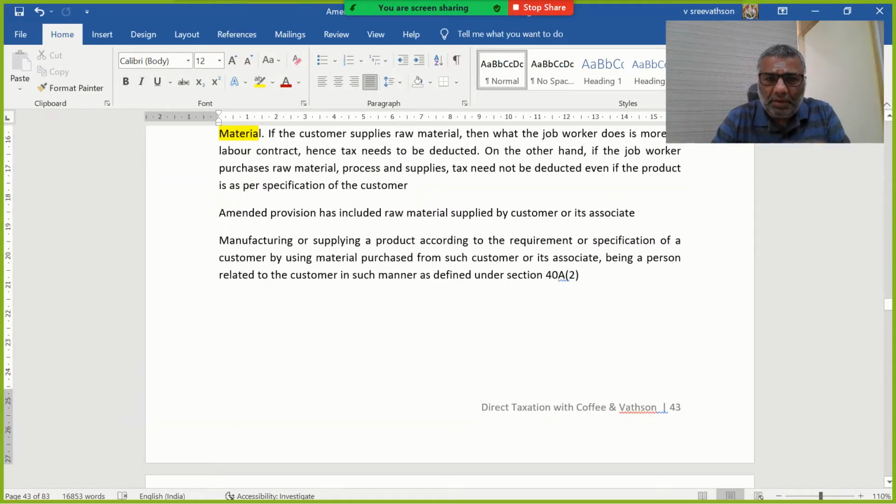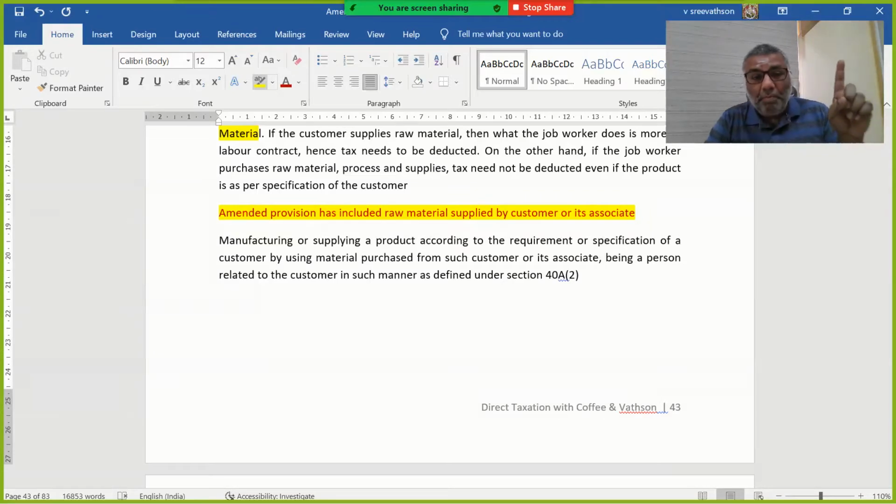Amended provision: the amended provision has included raw material supplied by the customer or its associates, not only the customer but also its associate, manufacturing or supplying a product according to the requirement or specification of a customer by using material purchased from the customer or its associate, being a person related to the customer, defined under 40A subsection 2. All relatives are defined under 40A subsection 2. So the amendment is, even a relative or an associate enterprise supplying the goods or raw material, doing the process and giving it to the customer, will come under the TDS net.